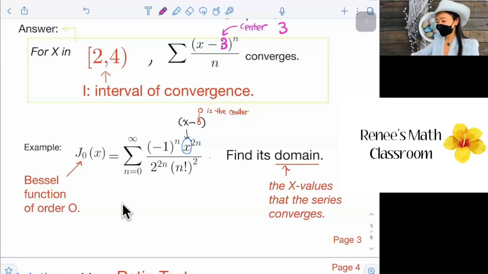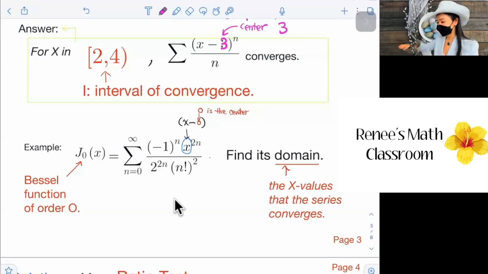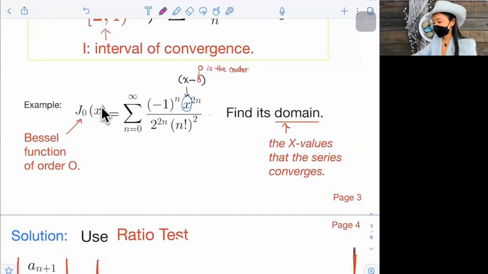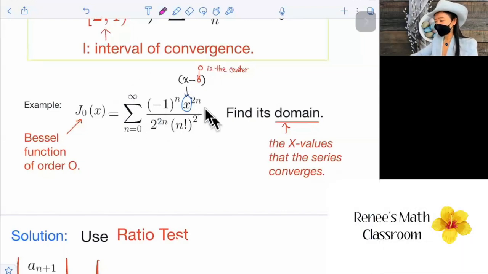So, Bessel function of order zero. I think it has something to do with the vibration of a drum, something like that, used to model the vibration of a drum. So this is a function of x. For different x, you're going to get a different number. This might be the first time you see a function expressed as a power series. So it's possible to do that.